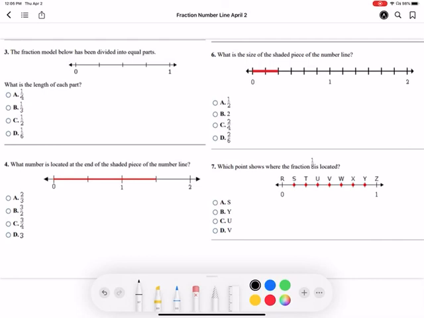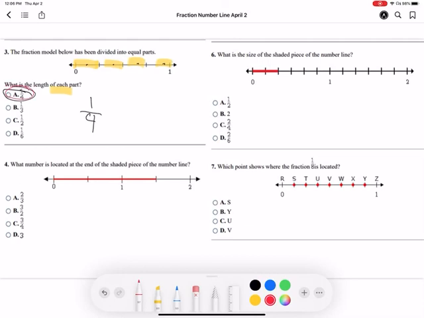So let's check your answers. Hopefully for the first one, you simply need to find out how much each piece is. Well, I'm going to start by just counting how many pieces. The fraction amount below has been divided into equal parts. What is the length of each part? So I'm not looking for anything bigger than a 1. My top number has to be 1. Now if I count it, I got 1, 2, 3, 4 in the denominator. So that's the answer. Okay, next one.